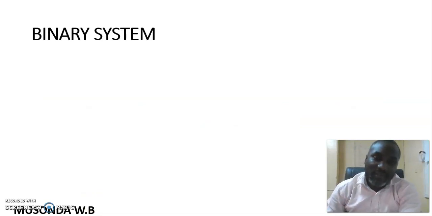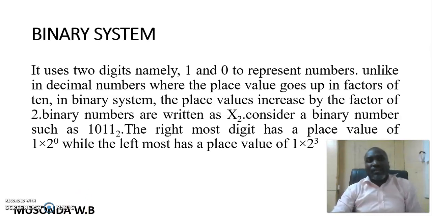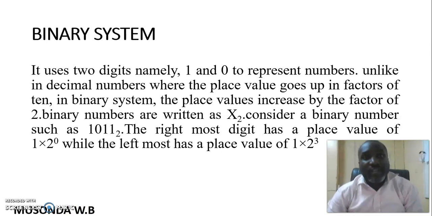Now, the second type of number system is the binary number system. It basically uses 2 digits, which are namely 1 and 0, to represent numbers. Unlike in decimal numbers where the place value goes up in factors of 10, in the binary system the place value will increase by a factor of 2. So binary numbers are written as x with a subscript of 2. And you consider a binary number such as 11 or 1011 to base 2.